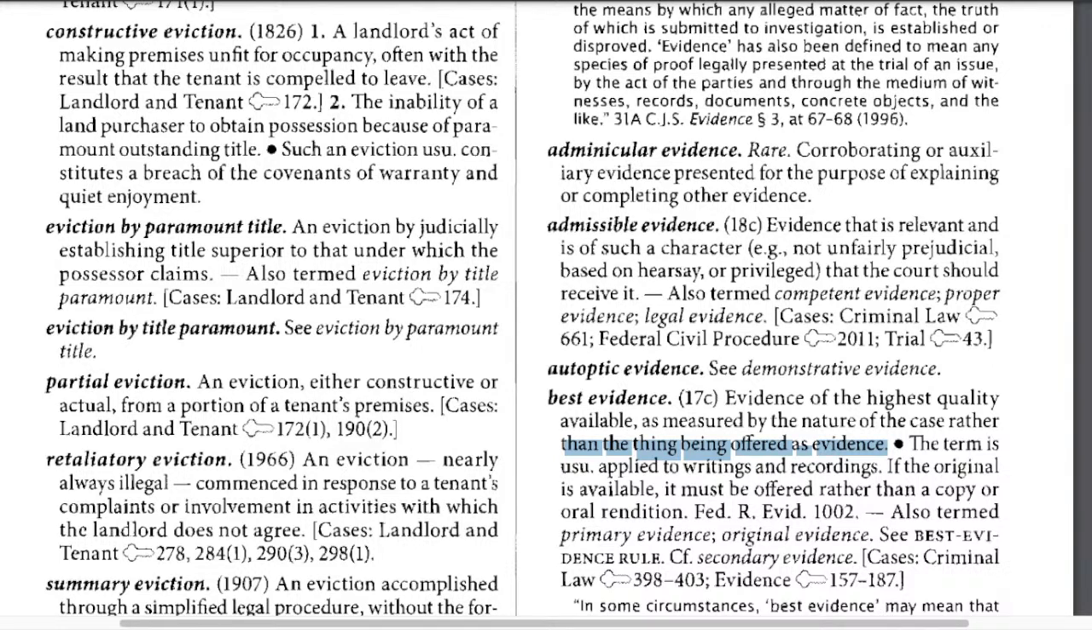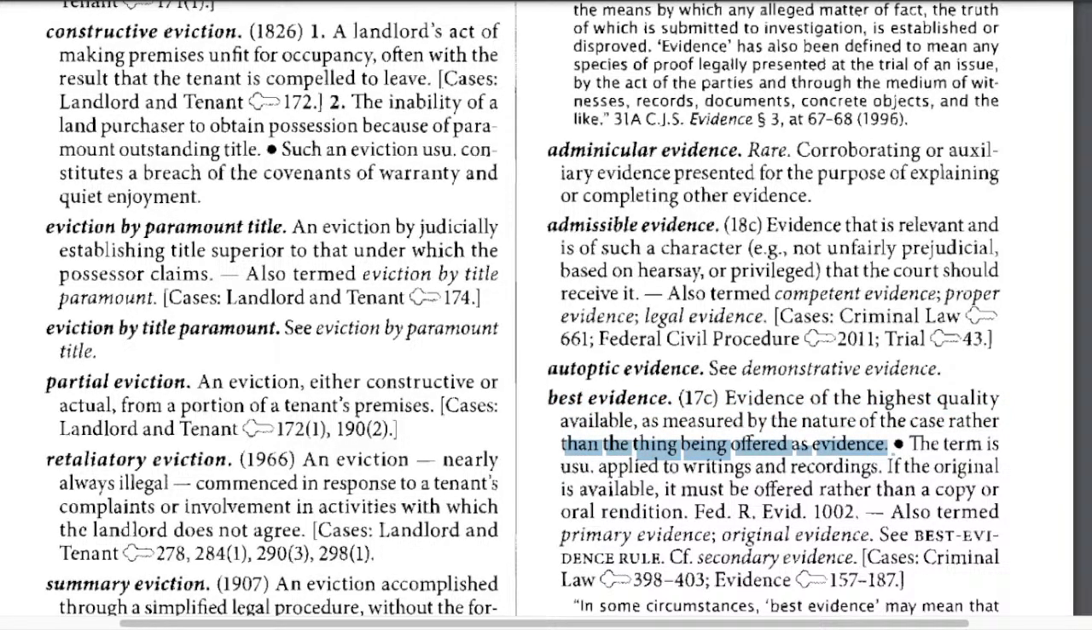So again, back to the context. The terms usually apply to writings and recordings. If the original is available, it must be offered rather than a copy or oral rendition. Did you read this? The best evidence. This is the term from the 17th century. It's the evidence of the highest quality available. It's measured by the nature of the case rather than the thing being offered as evidence.